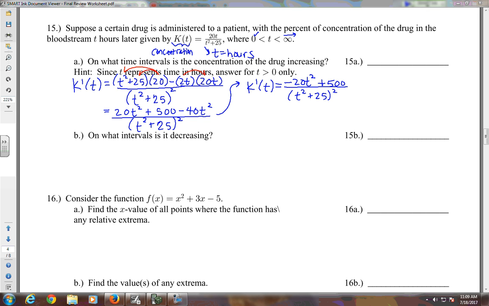Now, we're going to be analyzing the sign of this derivative. It's best to have it in complete factored form. So in the numerator, notice we have a greatest common factor of negative 20. So I'm going to factor out the negative 20. That's going to leave behind t squared minus, what? Can we figure it out? Is it 25? 500 divided by 20 is 25. And the denominator will stay as is.